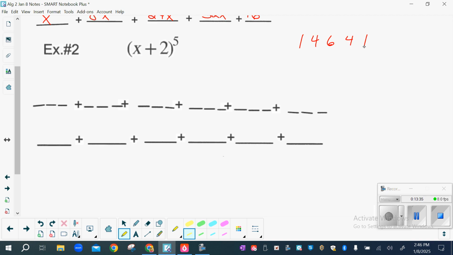So I remember that the 4th row is 1, 4, 6, 4, 1. So I'm going to use that to create the 5th row. I know it starts with 1. Yeah, 1, 5, 10, 10, 5, and 1. So remember, you can add the 2 above to get that.